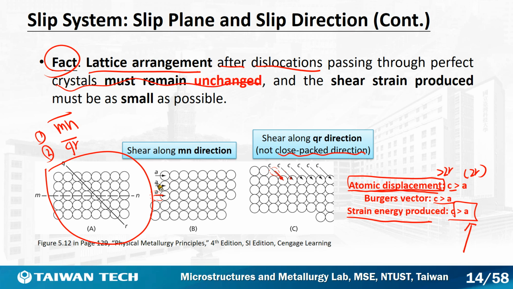And after the dislocation passes through a perfect crystal, this is the rule: it must be unchanged. Okay, I should have mentioned this earlier. And the shear strength produced must be as small as possible. So based on this result, we will know that A will occur, not C. Okay, so we will see this condition, not this one. And this one is the close packed direction.